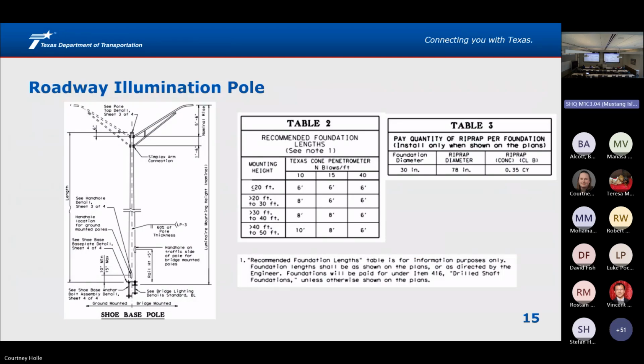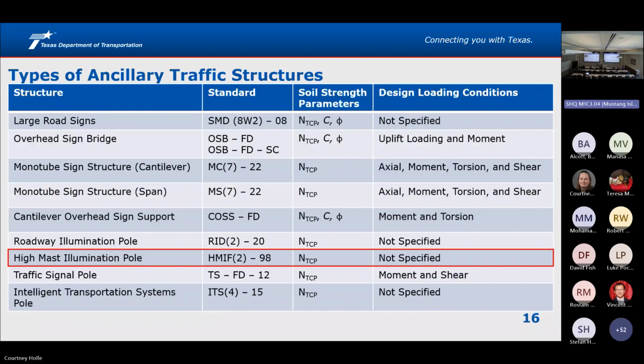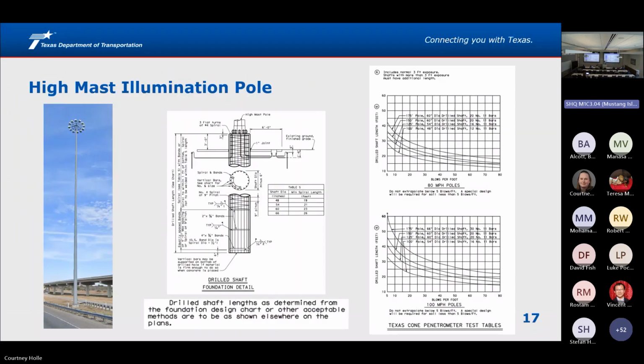Roadway illumination poles here have the same 30-inch diameter foundation for all of them, just depending on the mounting height here. Then we go to high mast illumination pole. There's charts for each of the 4 types depending on height, and they have different drill shaft size requirements for each of those. But those charts work kind of the same, with TCP blows per foot for each type of structure. And then these are also separated by wind loading.